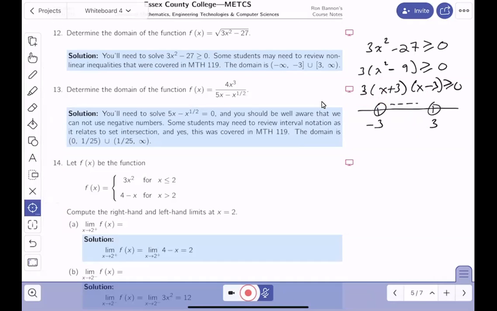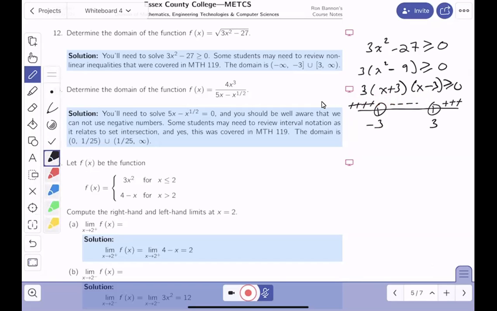If you took a test value after 3, like 4, plug it in, positive, positive, positive, everything turns out to be positive. If you took a test value below minus 3, like minus 4, what do you get? Positive. This would be negative, and this would be negative. A positive times a negative, of course, is a positive.